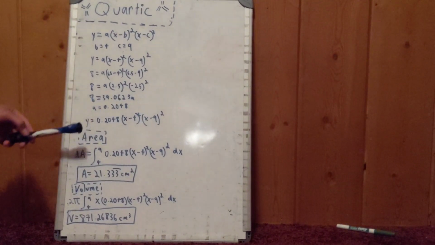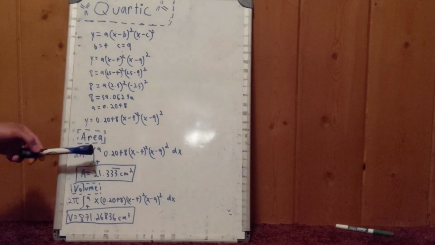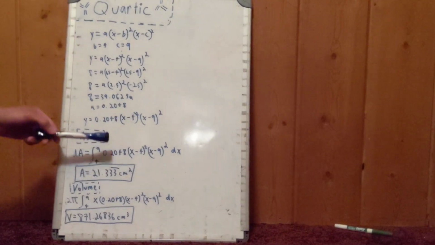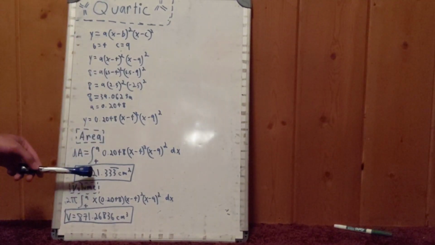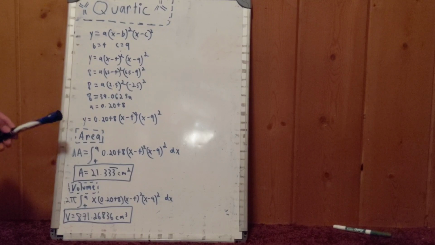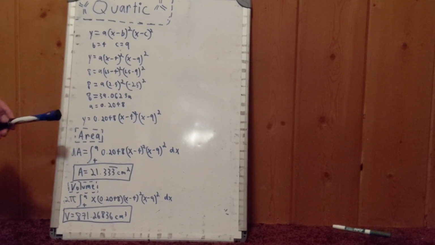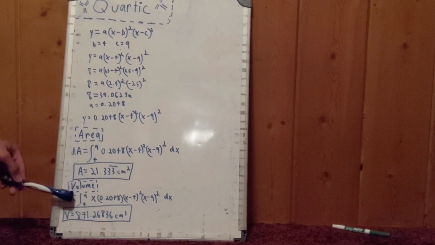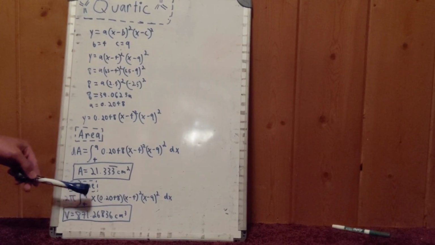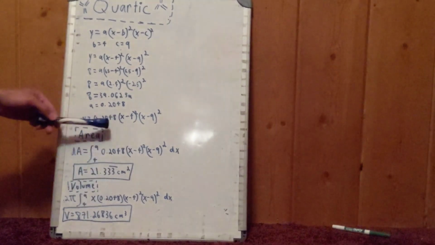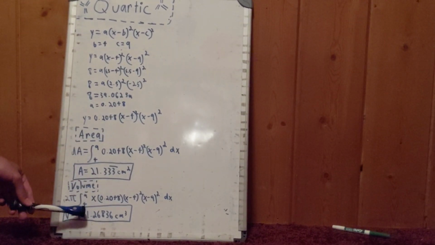And to find area, we just take the definite integral from 4 to 9 of this function, and we get this value. And to find volume, we have 2 pi times the definite integral from 4 to 9 of x times this function, and we have this value.